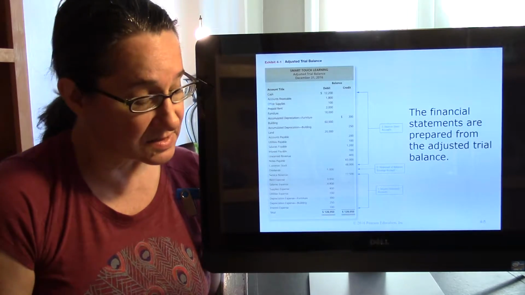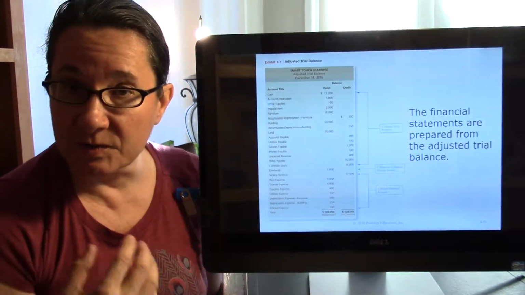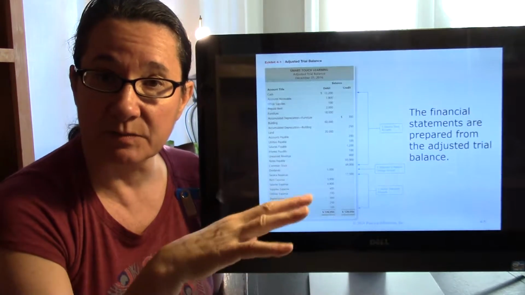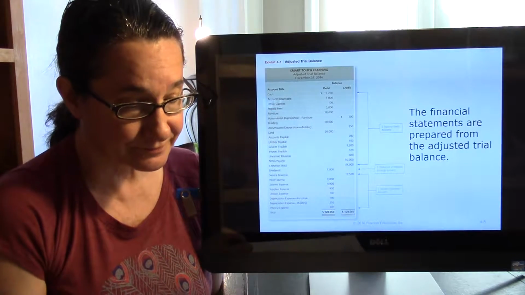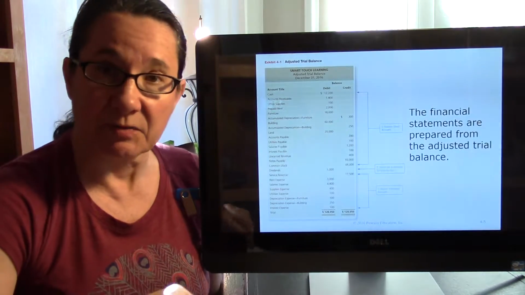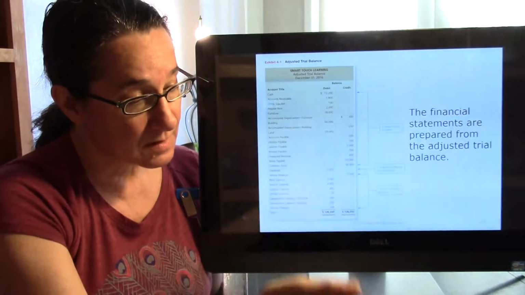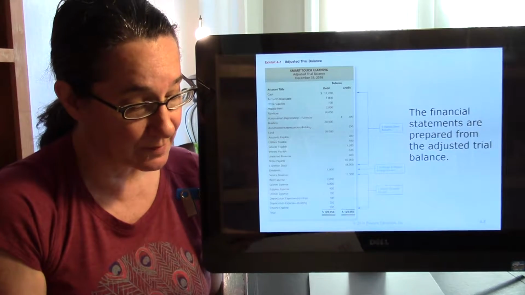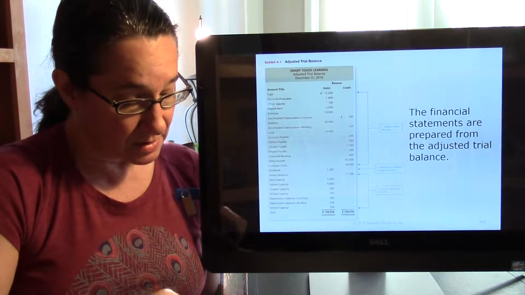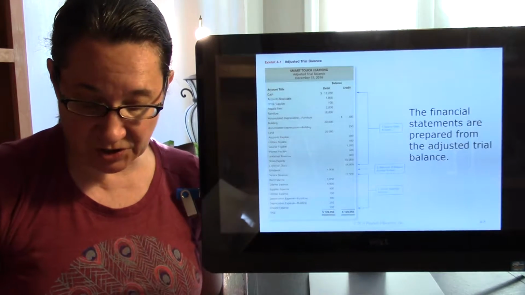And this is where we get the numbers to prepare our financial statements. So if you were given an adjusted trial balance and told to prepare the income statement, you would pick the numbers off of there. And then same thing, you would use those numbers to prepare your statement of retained earnings. And then you'd use the numbers to do your balance sheet. All right. So the financial statements will be prepared from the adjusted trial balance.